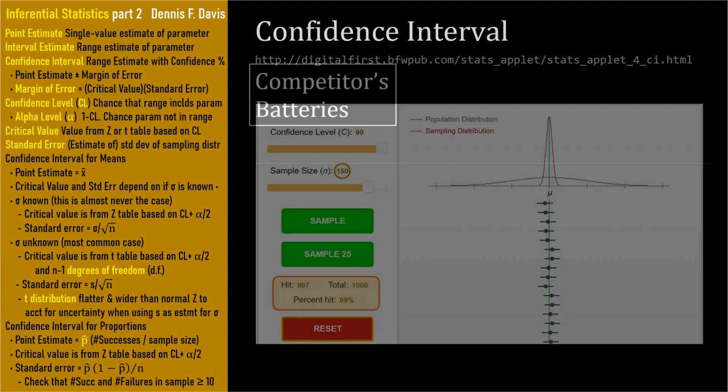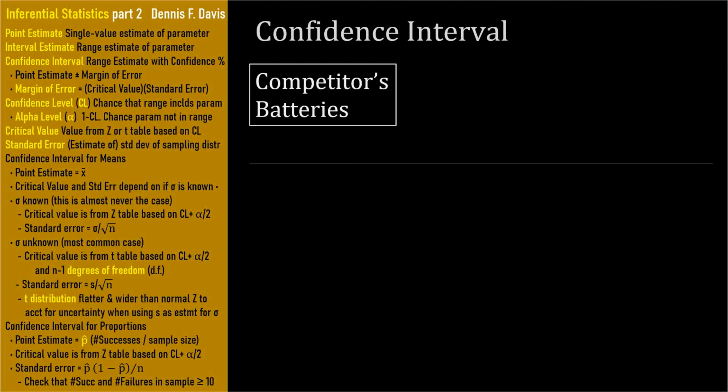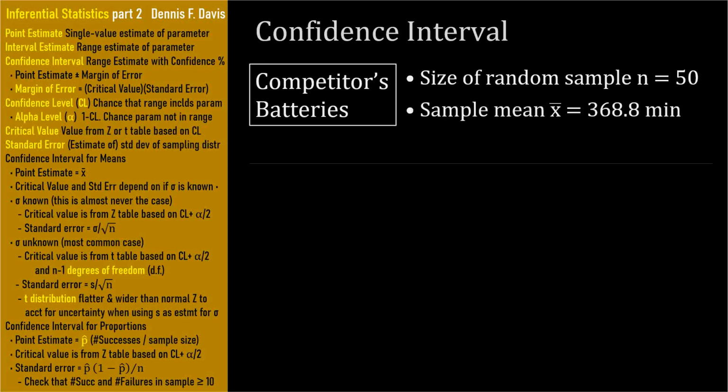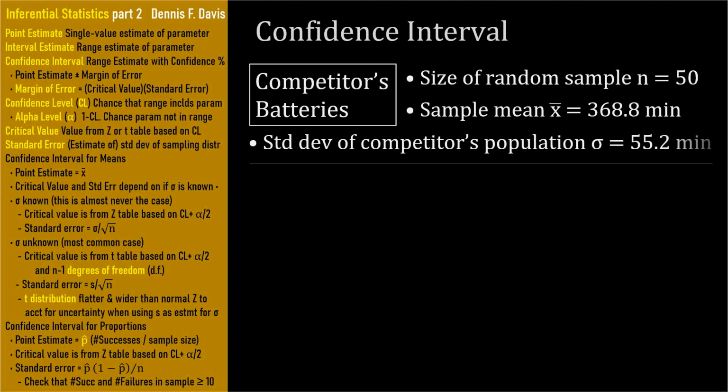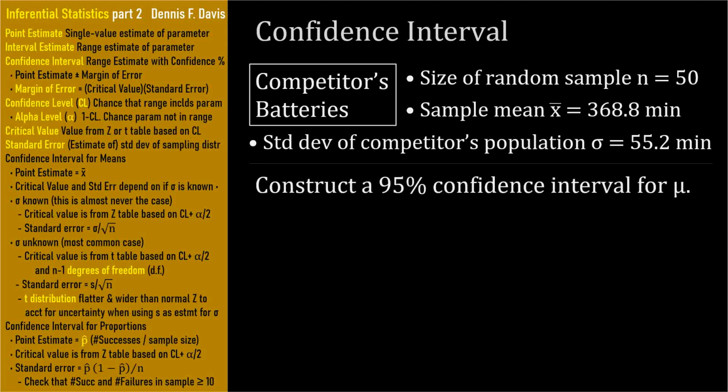Okay, let's do a fresh problem. This time, batteries from a competitor. We randomly buy 50 of our competitors' batteries and test their lives. The sample mean is 368.8 minutes, and due to espionage within the battery industry, we know that the standard deviation of their mean lives is 55.2 minutes. Construct a 95% confidence interval for the mean battery life mu. Pause if you like to do this one on your own.